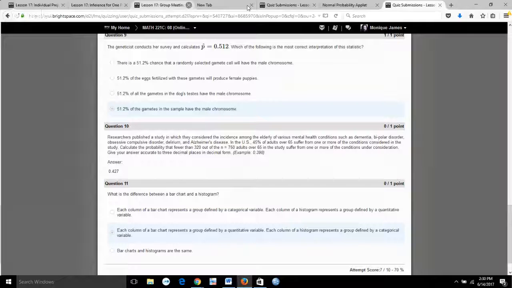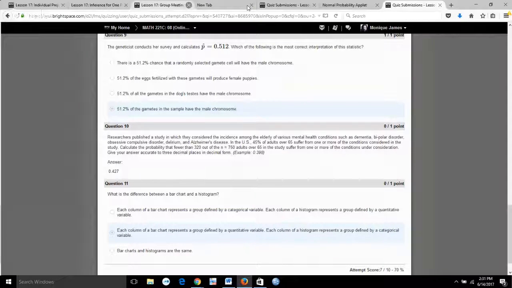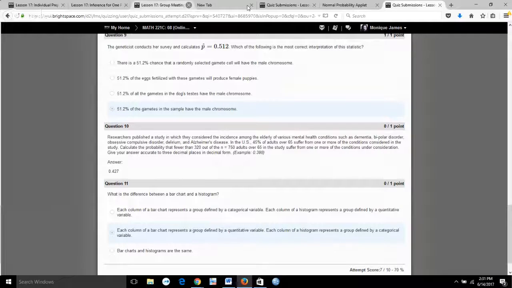So this is going to give me a Z value. Let's just write down all this stuff. My P-hat is 0.427. My Z score is negative 1.284. My P value is 0.099.